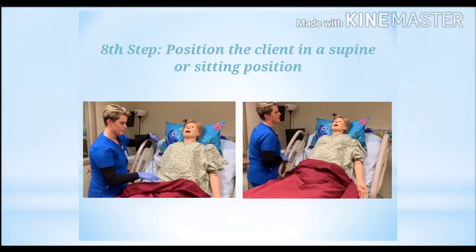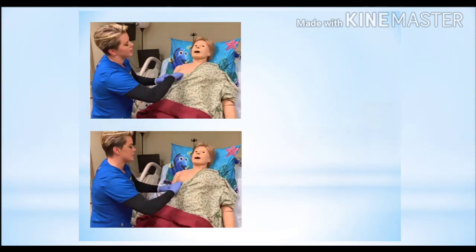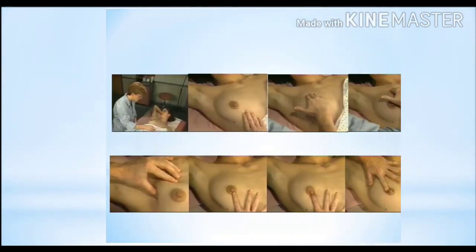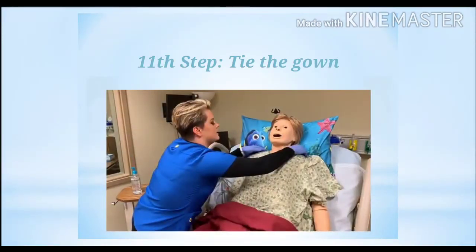The eighth step is to position the client in a supine or sitting position. The ninth step, open the gown, exposing the breast to be examined. And the 10th step, inspect for the following: the consistency, nipple type, and integrity, swelling, redness, engorgement, and tenderness. And for the 11th step, tie the gown.